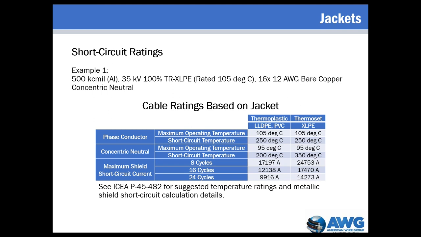It should be noted that the values shown here, especially the temperatures, as well as the calculation methods, are as indicated in ICEA P45482.